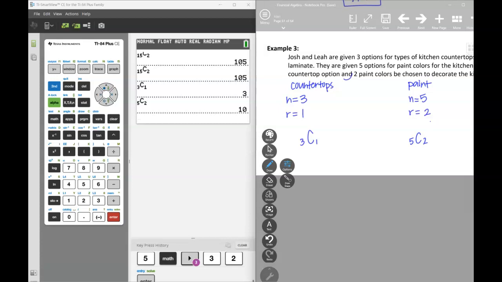If it ever says and, that means to multiply. If it says or, that means you add. So we're going to multiply my 3 and my 10 together. So how many options? They have 30 total options.